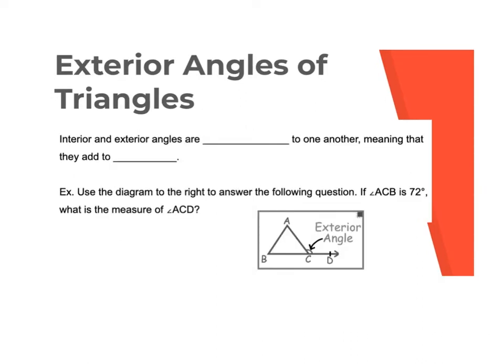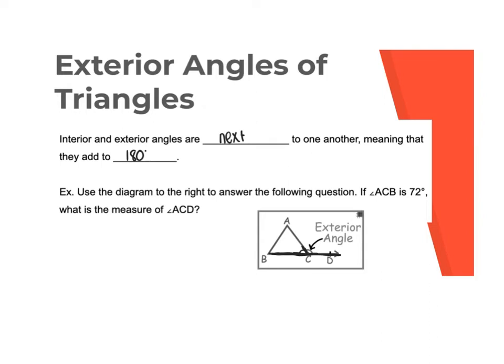Our exterior angles of triangles also have relationships. So the interior and exterior angles are next to one another, meaning they add to 180 degrees as well. So in our picture here, we have angle C on the outside, so ACD, and angle ACB add together to form a straight line. That straight line is going to be 180 degrees.